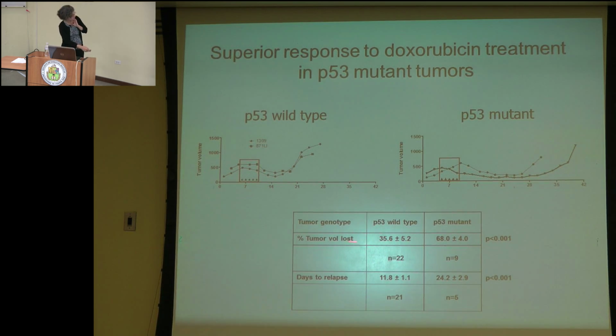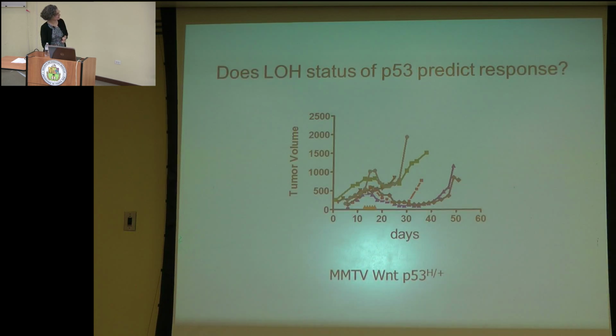Okay? And then if you look here, you can measure the percent tumor volume lost, and you can see that if the tumor has a mutant p53, it lost a lot more of that tumor volume. And days to relapse, 11 for wild-type p53, 24 for mutant p53. Okay, we're stunned. I mean, this is not what we would have expected. Okay, so we knew this early on, and it took us another 2 or 3 years to actually figure out why. And as you'll see, it really does make sense. But this is the study that really convinced me that Jim was onto something.